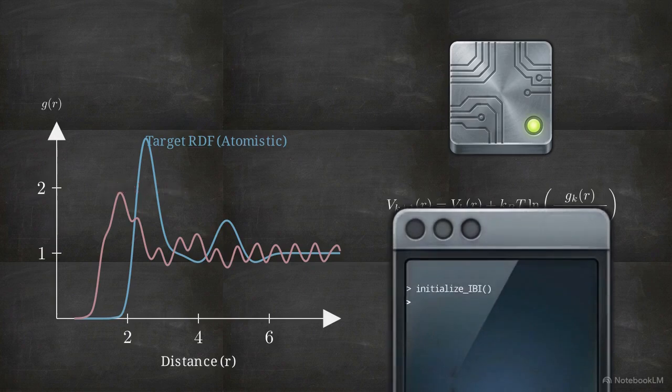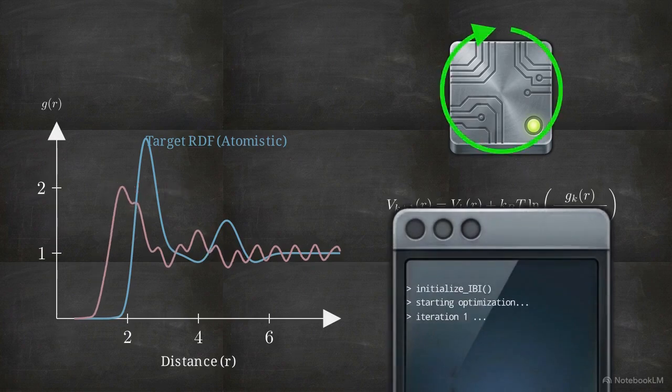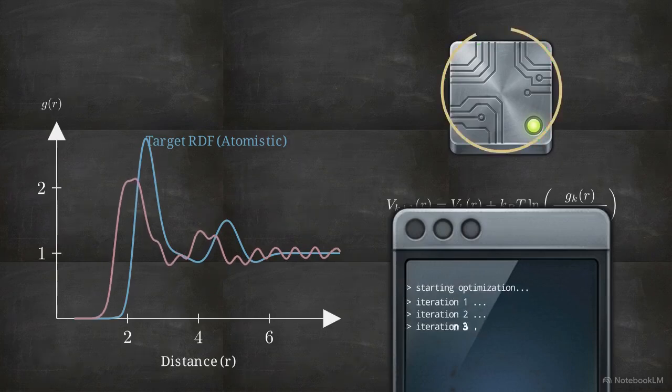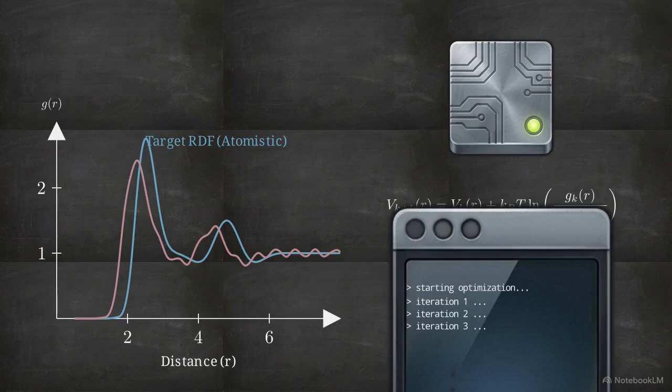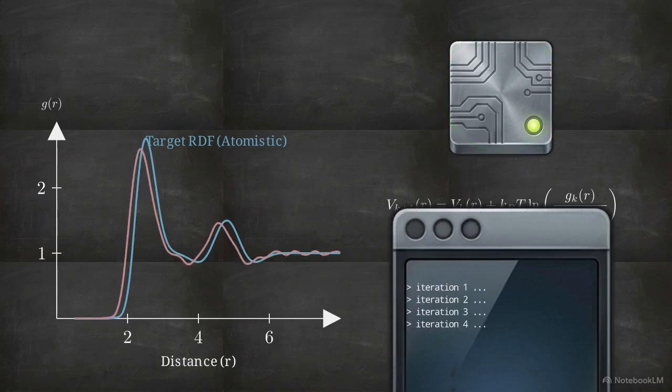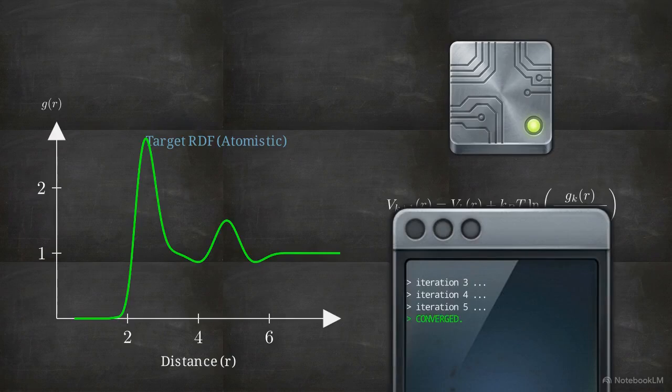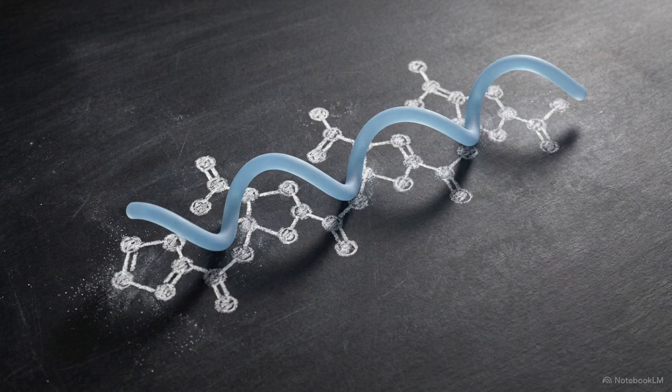We determine a potential of mean force from the target RDF, then use a recursive mathematical formula to update the coarse-grained pair potential. The simulation is run repeatedly. With each cycle, the mismatched curve iteratively shifts and bends until it perfectly aligns with the target atomistic RDF. Bottom-up methods guarantee that our abstract beads structurally replicate the specific spatial geometries of the original atoms.